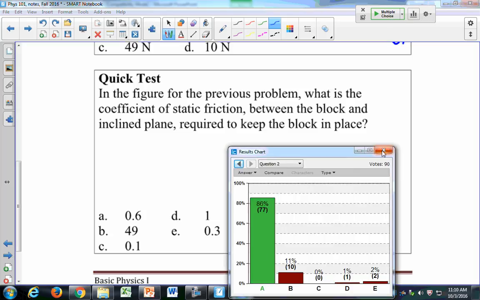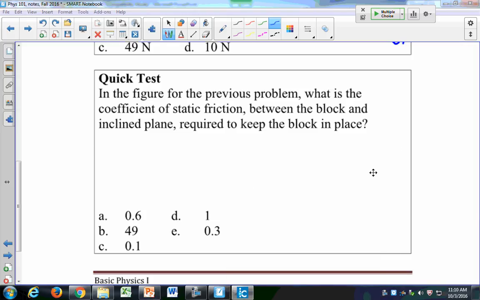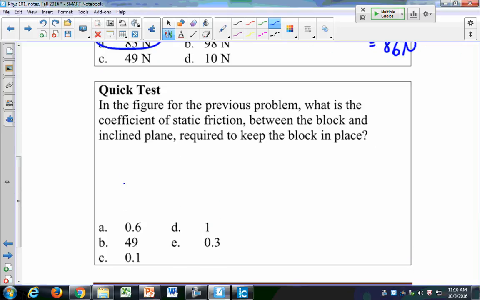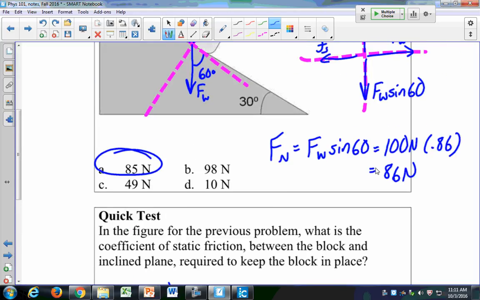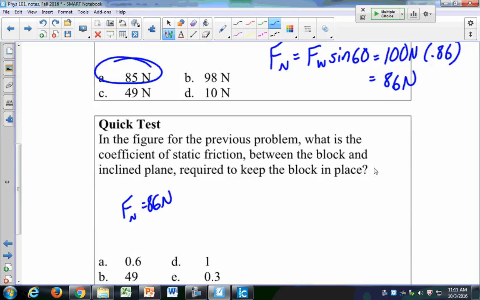Okay, good. A is right. I think it's right. Let's just take a look. I know that we've already found that our normal force is equal to 86. I can also find what my static frictional force is. It should equal Fw cosine 60.